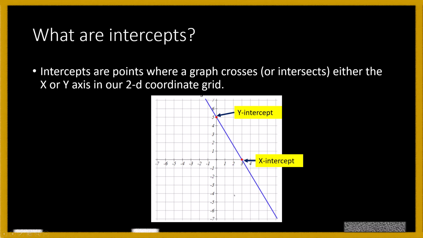So our x-intercept here is where the line crosses the x-axis. Here it crosses it where x is 3. And the y-intercept is where it crosses the y-axis. In this particular case, it's crossing at y equals 5.